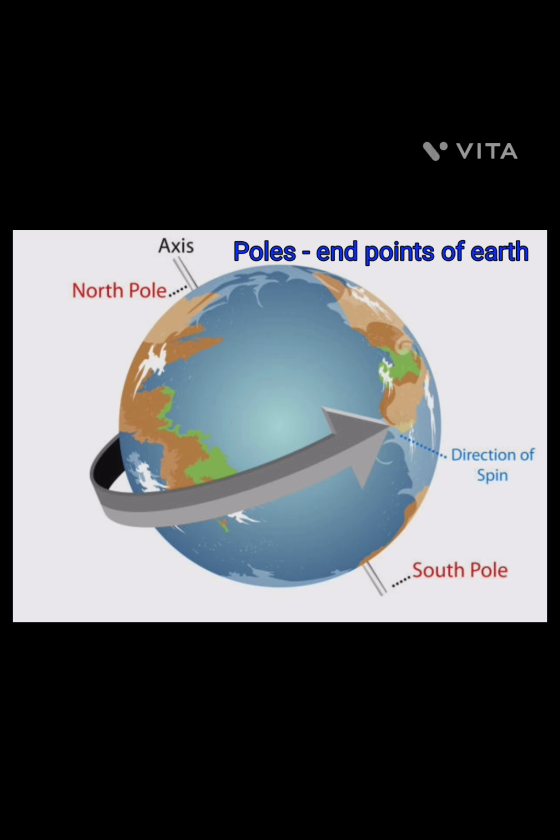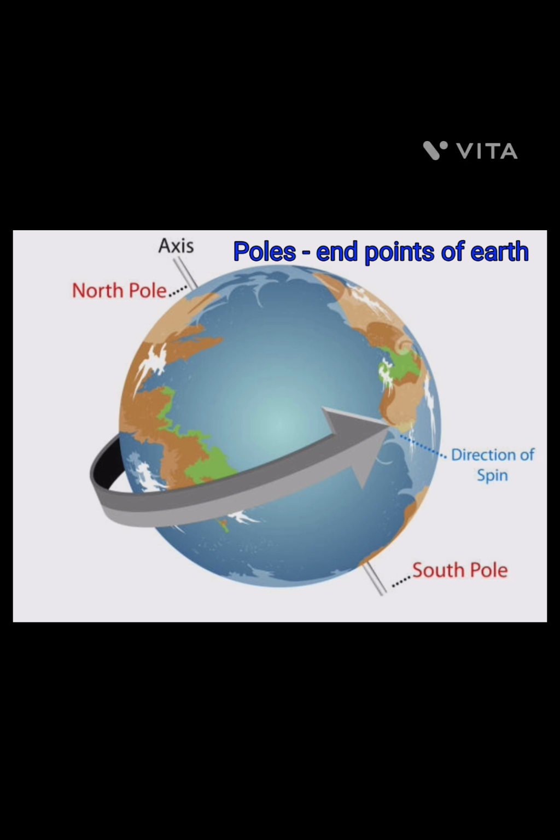Now, what is an axis? Axis is an imaginary line which runs from North Pole to South Pole. It is an imaginary line. Like when you spin a bangle, you can see the imaginary line, and when you stop spinning, the line disappears. So, even the axis is an imaginary line which runs from North Pole to South Pole because of the spinning of the earth, or you can say the rotation of the earth.